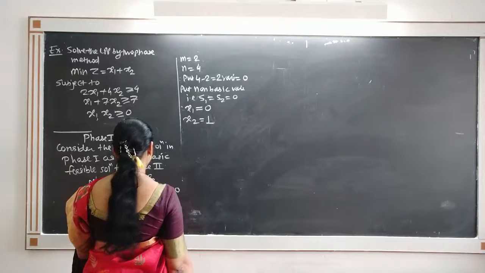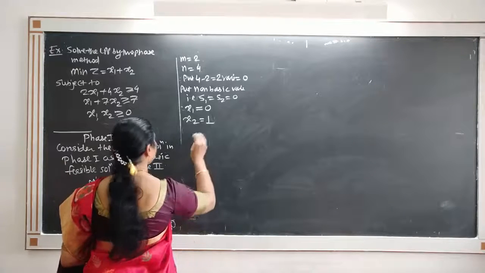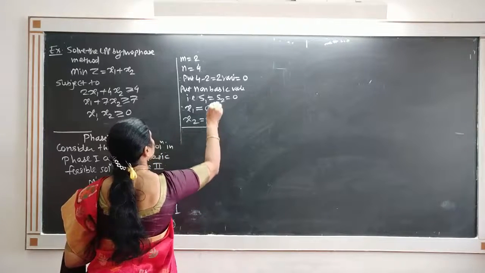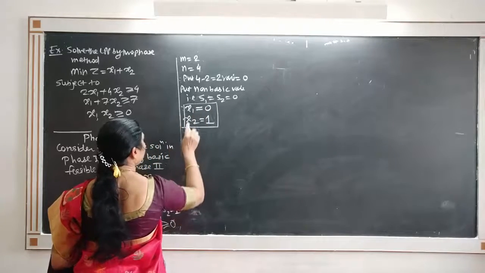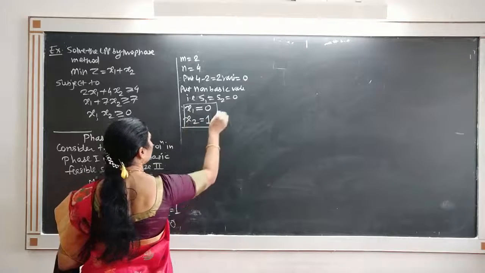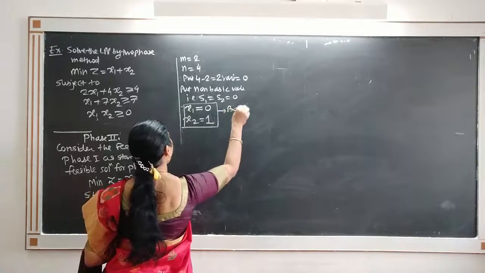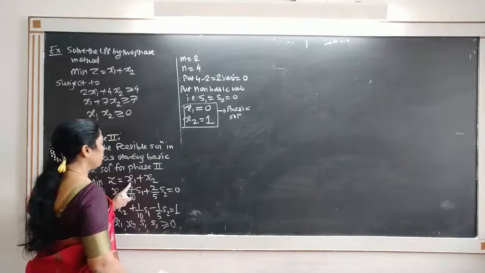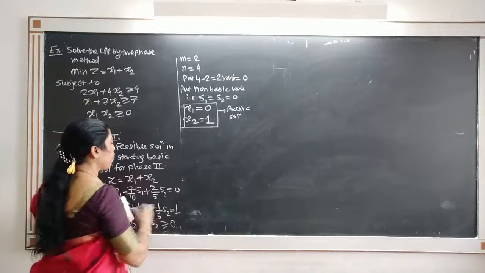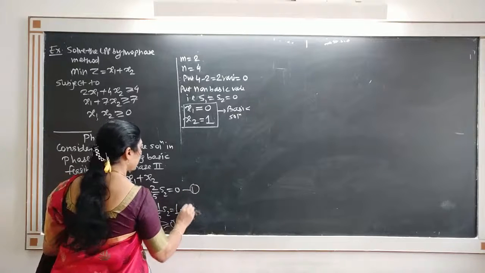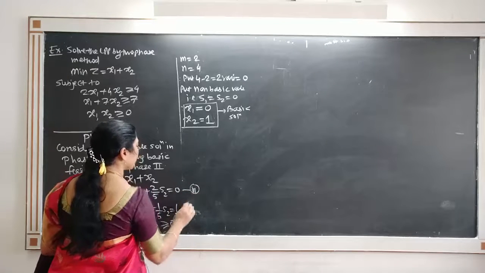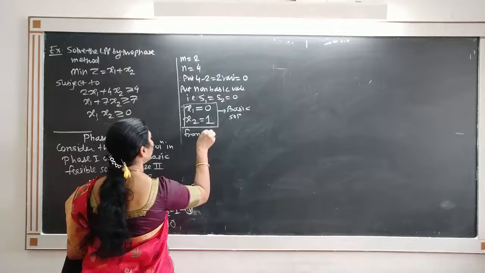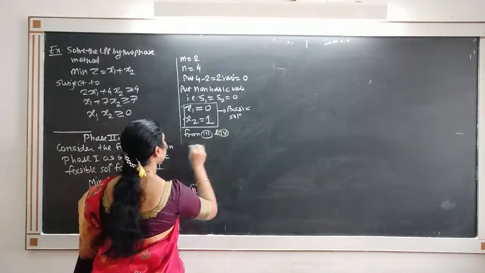S2 is equal to 0, so we get X2 is equal to 1. Now observe that. We will get basic solution. This is basic solution, and because these variables are also present in minimum z, that is objective function, we find the value of x1 and x2 from this equation. So from equation 3 and 4 we get the values of x1 and x2.